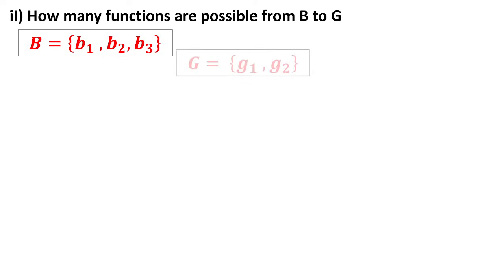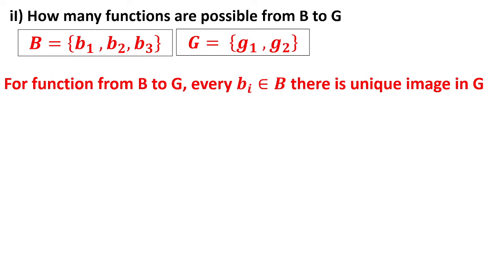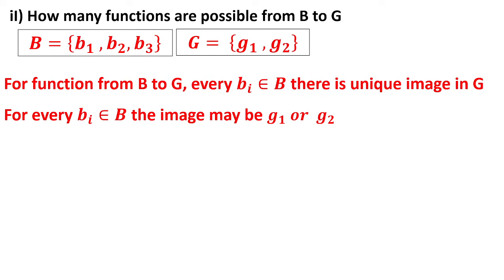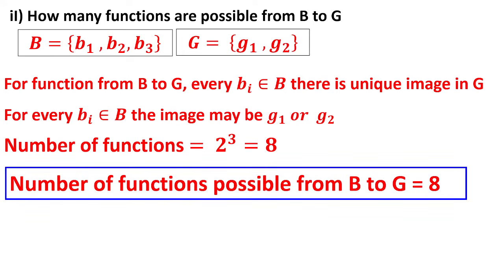Okay, now when you take B1, it can be connected with G1 or G2. B2 can be connected with G1 or G2. B3 can be connected with G1 or G2. Therefore, unique image. Therefore, for every Bi, G1 or G2, therefore the number of functions is equal to 2 cube, which is equal to 8. Simple.